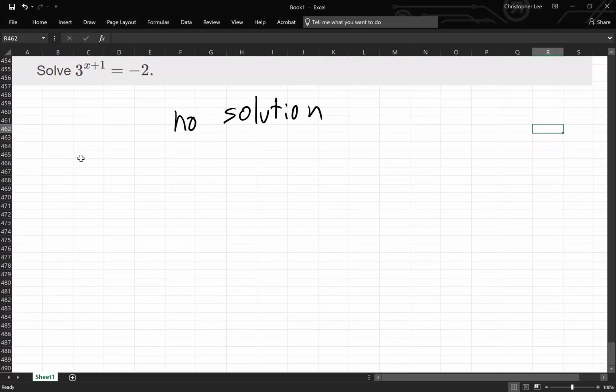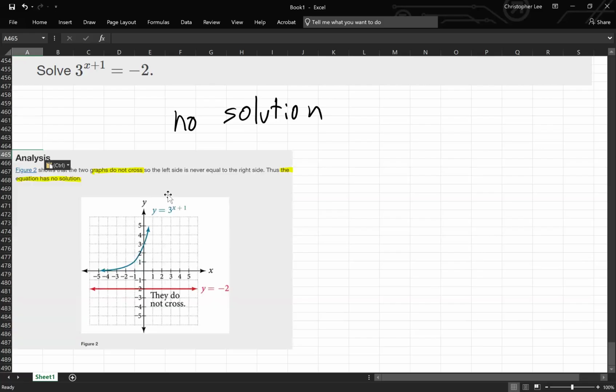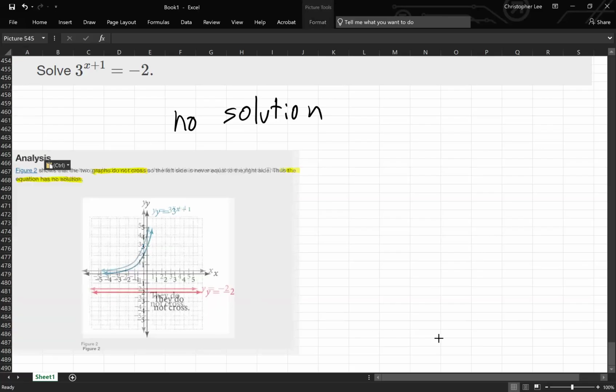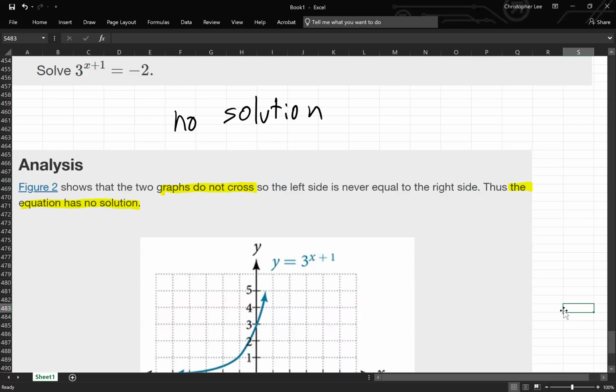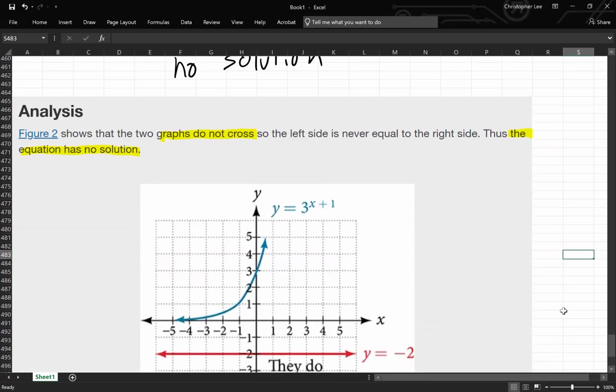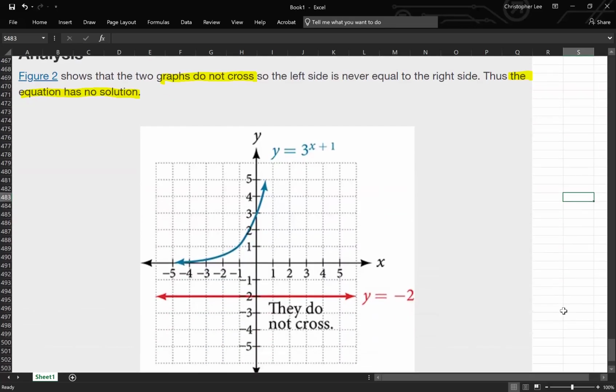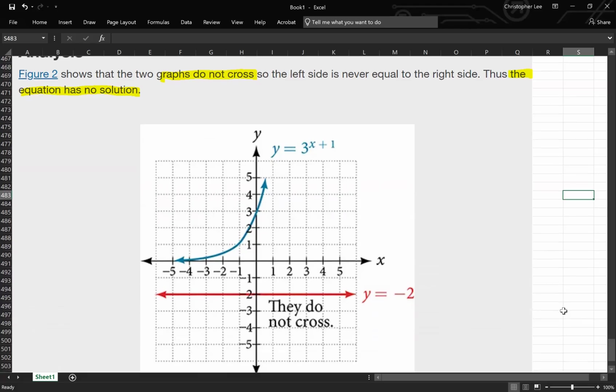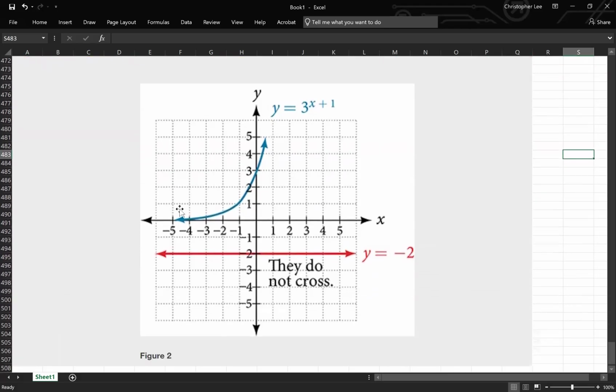But just to show you real quick graphically, all right? This makes the answer kind of pop a little bit more, right? So this graph here shows the two graphs that do not cross. So the left side is never equal to the right side, thus the equation has no solution. So you see the blue line here, that's y equals 3 to the x plus 1. And this red line is y equals -2. They don't intersect, therefore they have no answer. Right? That's simple.